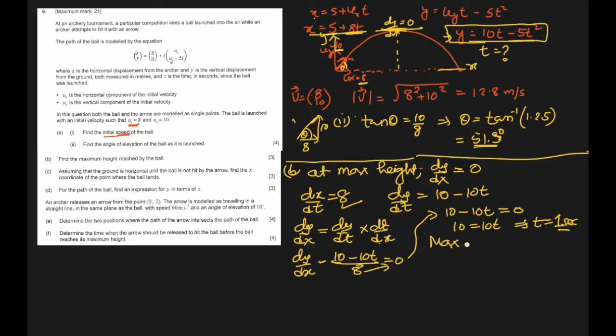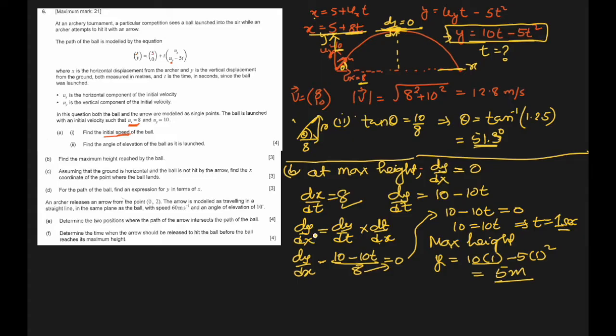So we will use y component to find height because we know the time when it reaches there. So maximum height will be y equal to 10 times 1 minus 5 times 1 square, which is 10 minus 5 meters. So the y component of this point is 5 and maximum height reached is 5 meters. That's the question asked here. Okay, see, assuming that the ground is horizontal and the ball is not hit by the arrow, so that means arrow goes somewhere else, the ball continues its flight and reaches here. Okay, find the x coordinate of the point where the ball lands.